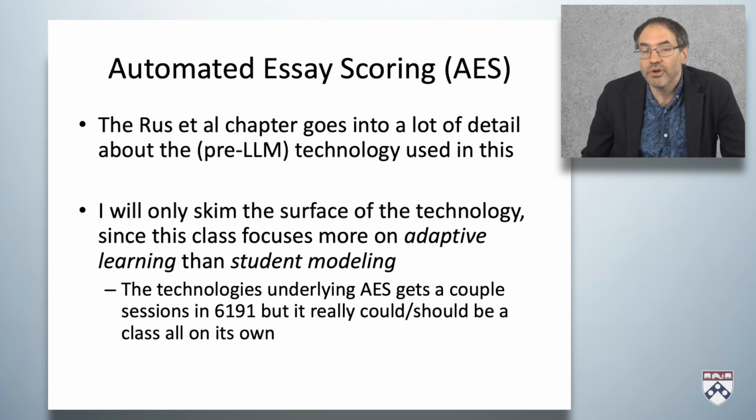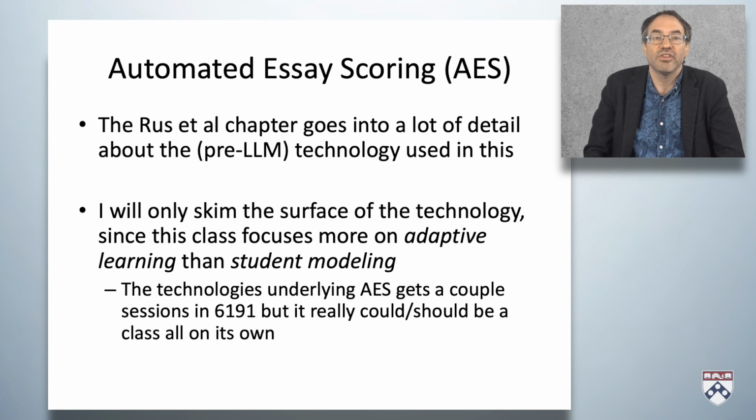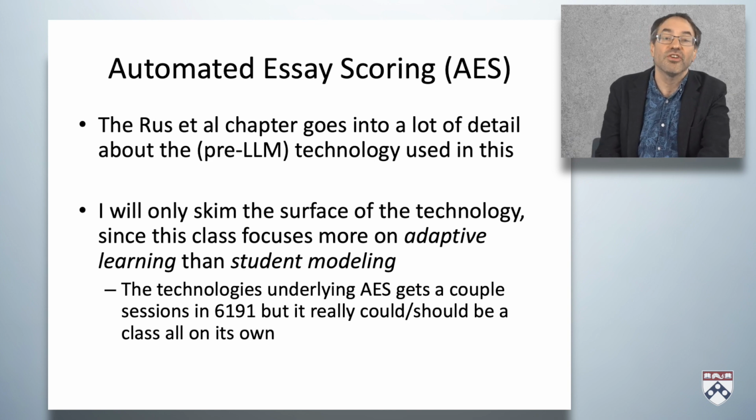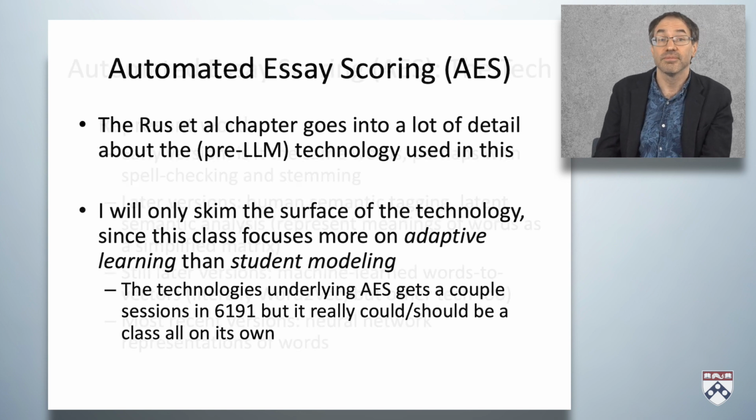The Roos et al. chapter, which is in your readings, goes into a lot of detail about the pre-LLM technology used in this. And I'm only going to skim the surface of that technology, since this class focuses more on adaptive learning than student modeling. The technologies underlying automated essay scoring get a couple of sessions in 6191, but it really could, and maybe even should, be a class all on its own.